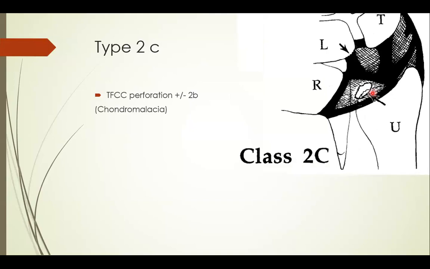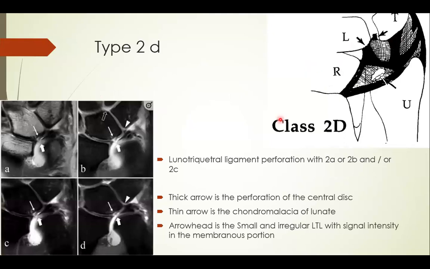2C, again, that's one step more. That fraying and thinning will result in a perforation along with the chondromalacia of the lunate or the triquetral. 2D will be a lunotriquetral ligament perforation with any of the above mentioned conditions, whether fraying, perforation, or chondromalacia. The thick arrow here shows the perforation of the central disc. The thin arrow shows the chondromalacia, if you can observe here. And the arrowhead shows the small and irregular lunotriquetral ligament over here.